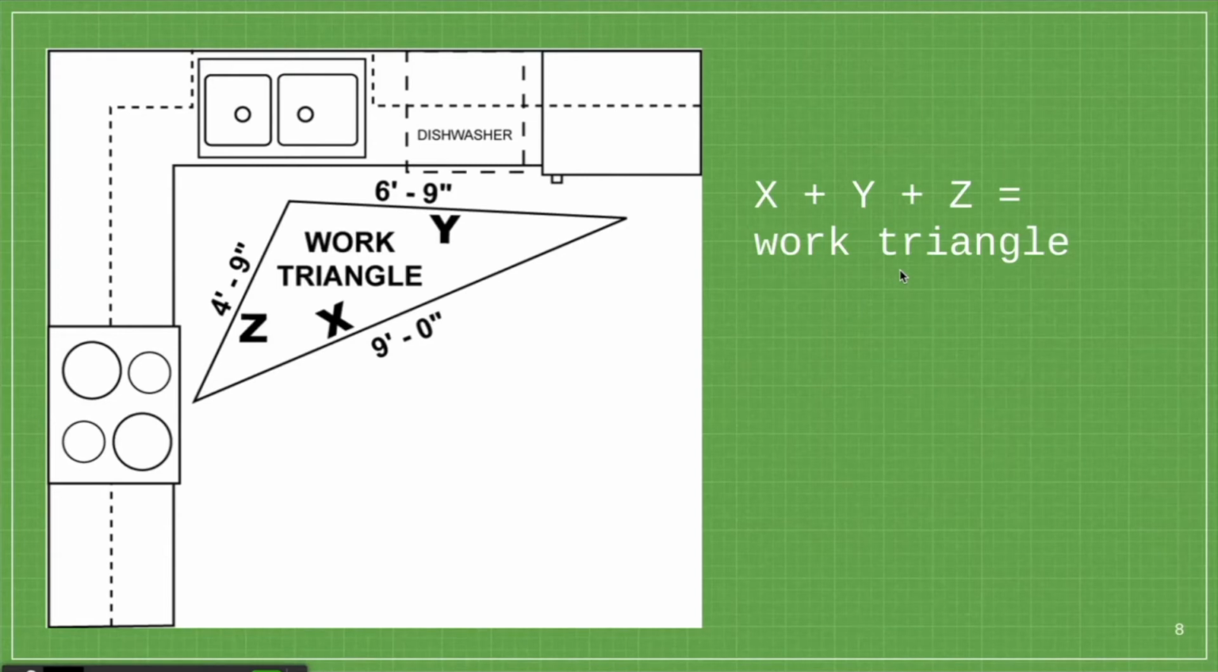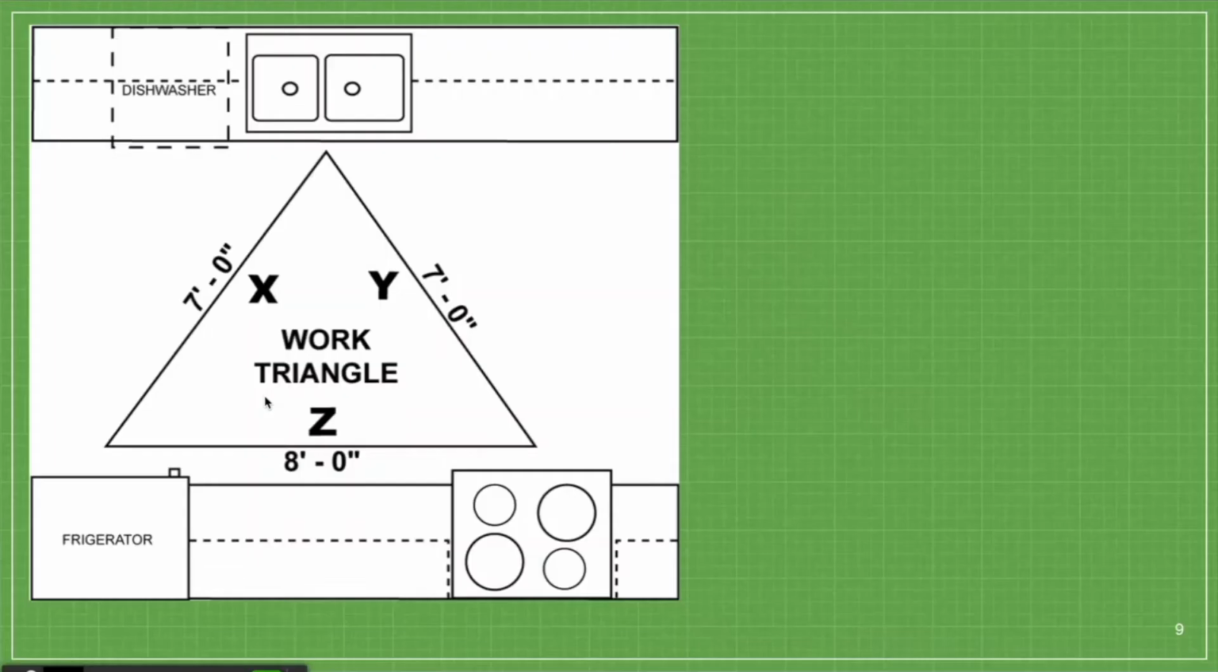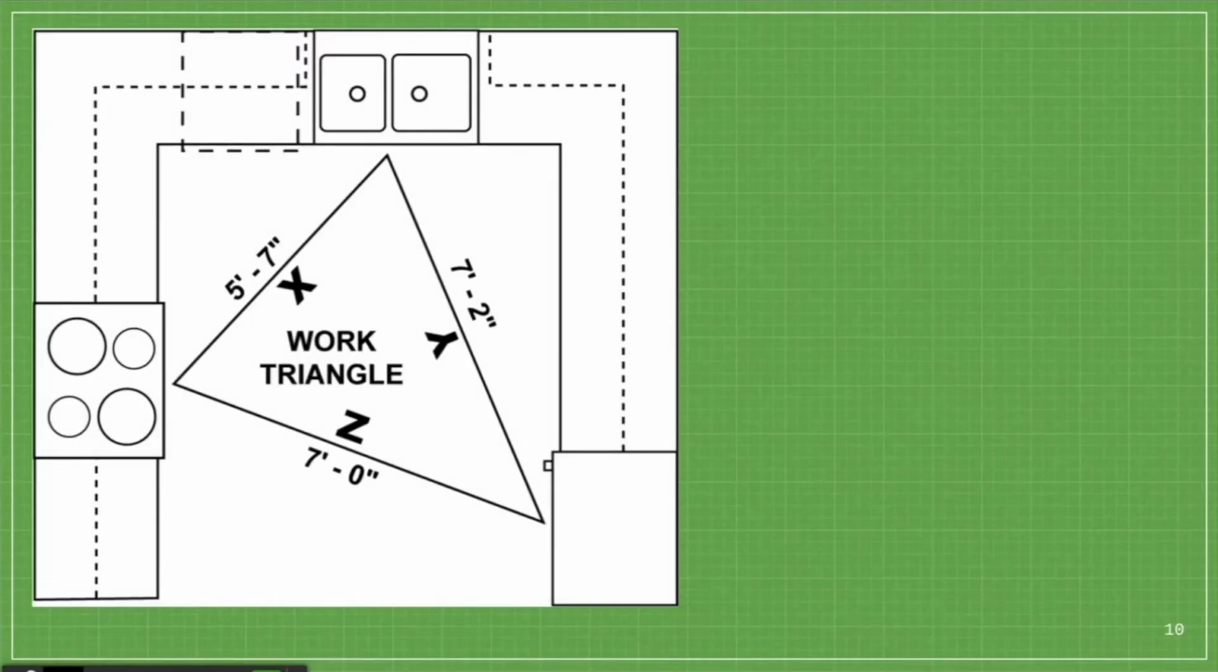Like I said, to calculate the work triangle, you take the 3 sides of the triangle, X, Y, and Z, and add them together. These are just some examples of ones that would be acceptable and how it would be laid out in different shaped kitchens.